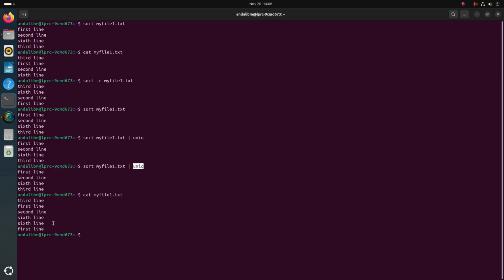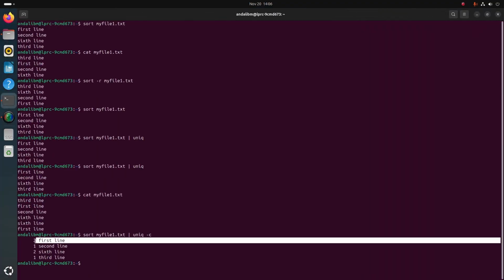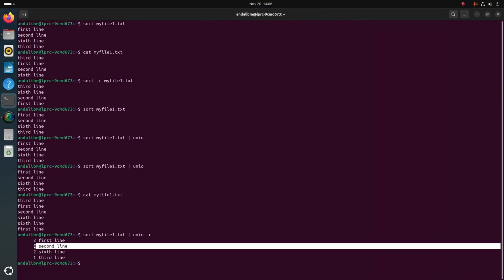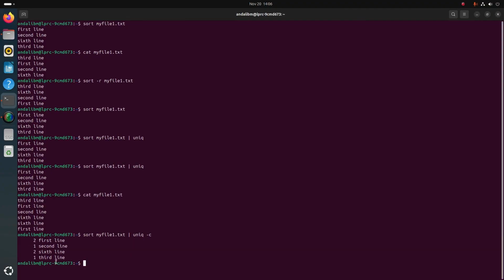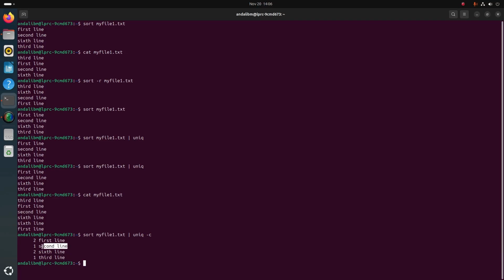Only 4 unique ones. Now if I say how many uniques do you have, I can pass it to unique and say -c. And here it counts for me. It says that, hey, the first line I had 2 duplicates, second line was 1, 6-1 was 2, third line was 1. And you see it's already also sorted because I passed it to the unique C. So this gives me the unique lines as well as their occurrence for each case.